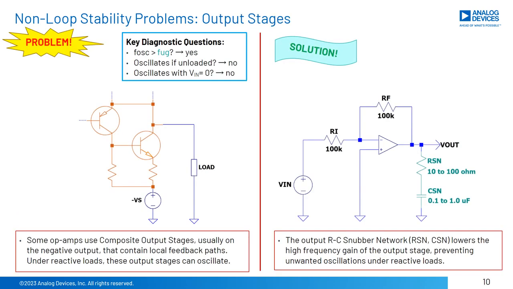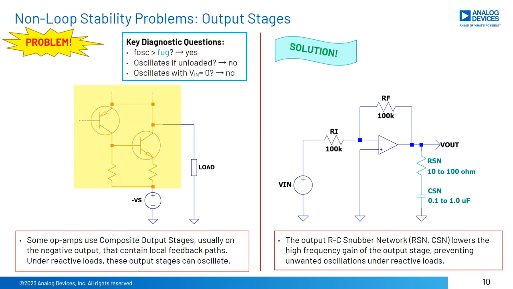One less obvious op-amp stability problem shows up in IC op-amps that use composite output stages. This is the one non-loop stability problem, where the frequency of oscillation is greater than the unity gain frequency. The op-amp circuit will not oscillate unloaded. The op-amp circuit will not oscillate with Vin equal to 0 volts.